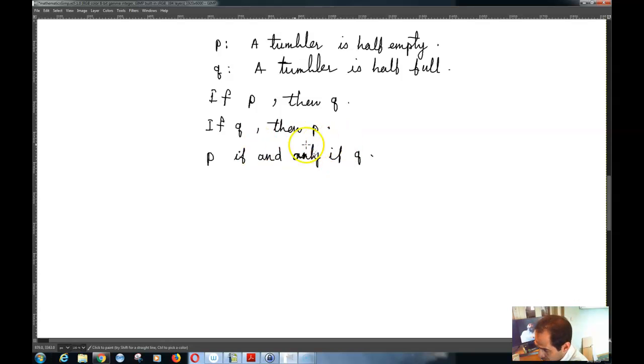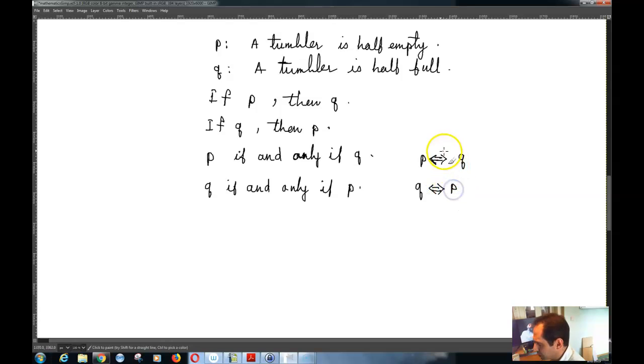Or you can also, logically, say Q if and only if P. Now this is denoted by P if and only if Q, and this is Q if and only if P. So this is called a biconditional.